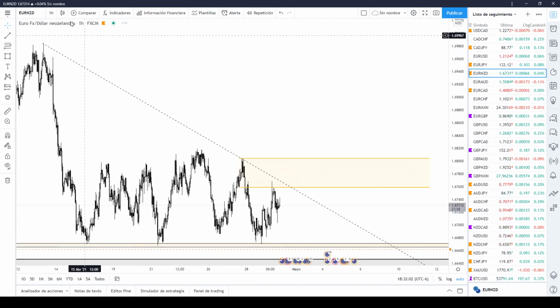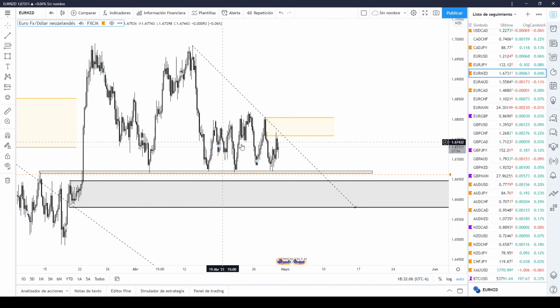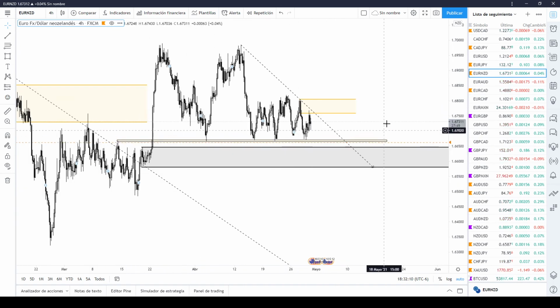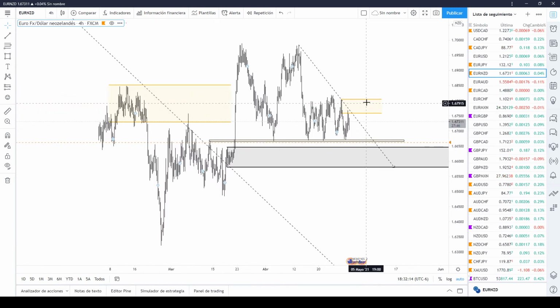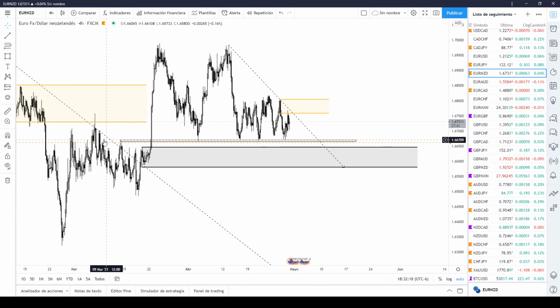EuroNZD, this one is still valid. Price is still consolidating. We have a support and resistance structure. We are in a bullish market right now because this is my daily demand zone and it's still fresh. See how the support and resistance structure has been created. So guess who's buying here?